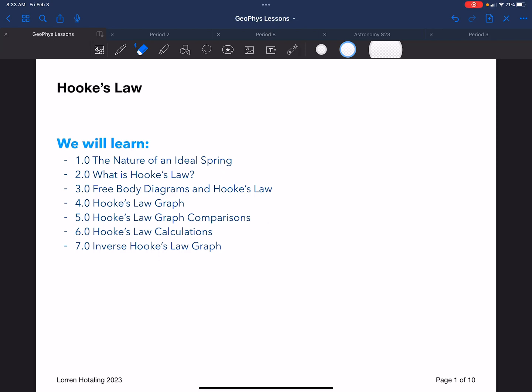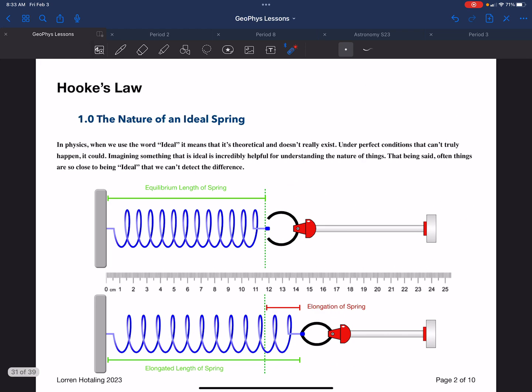In this series of video segments, we are going to explore Hooke's law. Specifically, we'll talk about the nature of an ideal spring, what is Hooke's law, free body diagrams in Hooke's law, the Hooke's law graph comparisons, Hooke's law calculations, and the inverse Hooke's law graph. So first, let's explore what is an ideal spring.